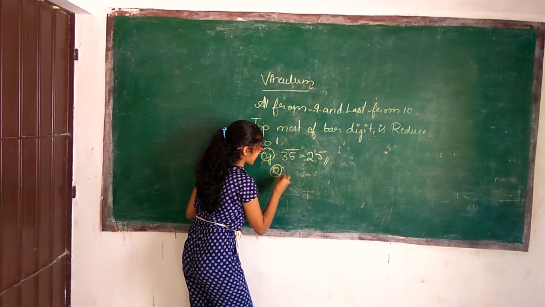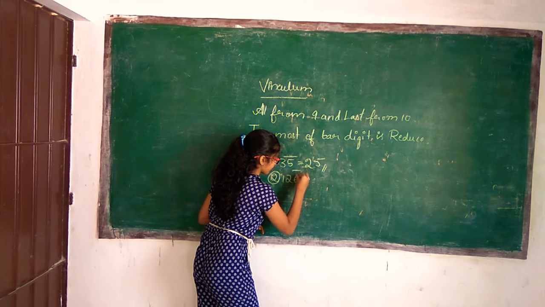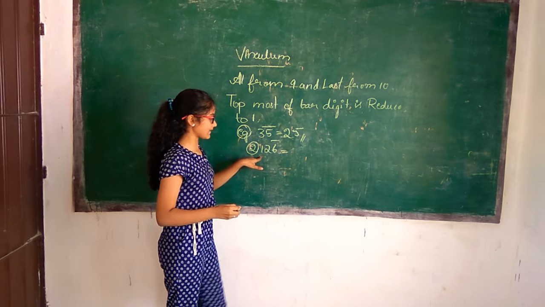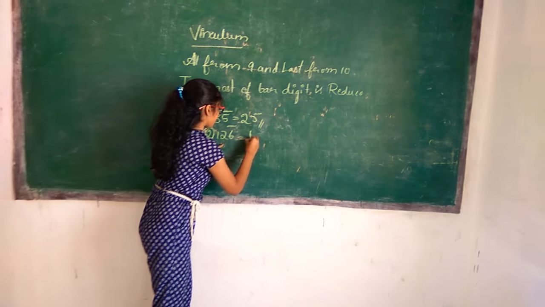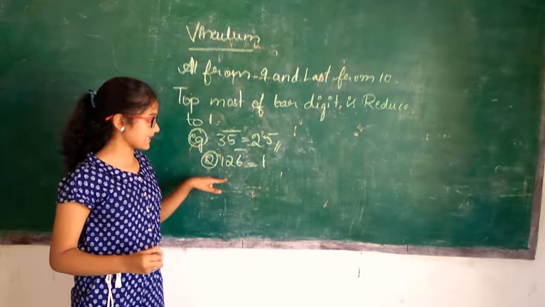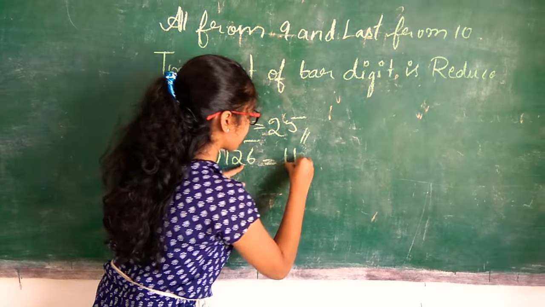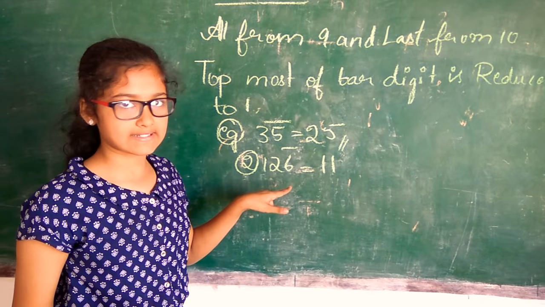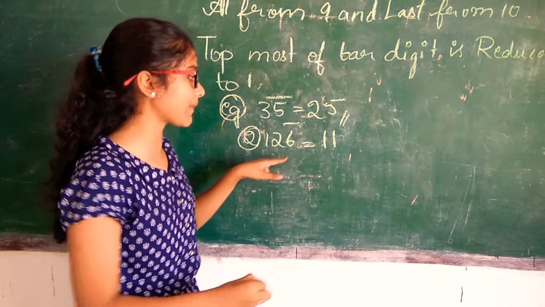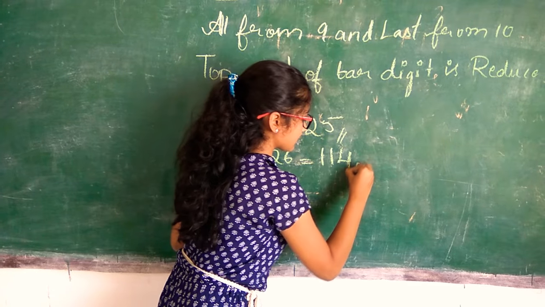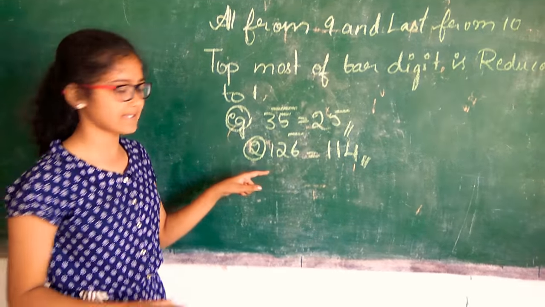And the second example is 126. 1 is written as it is. And the topmost of the bar digit is 2. So we subtract from 1: 2 minus 1 equals 1. 6 is the bar digit, so we subtract it from 10. 10 minus 6 equals 4. This is the simplest form of 126.